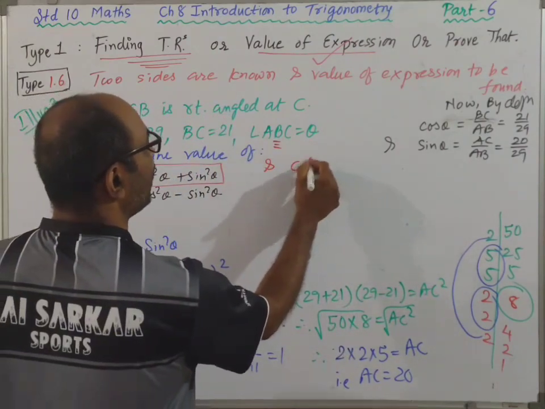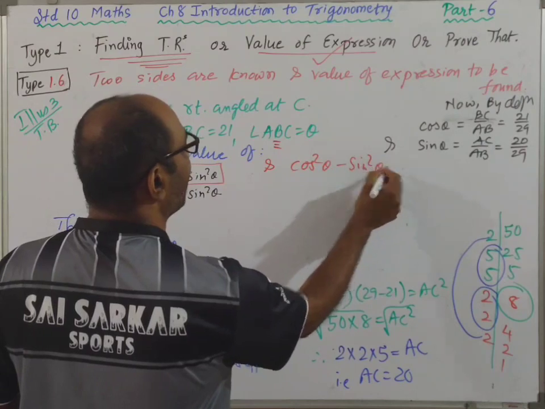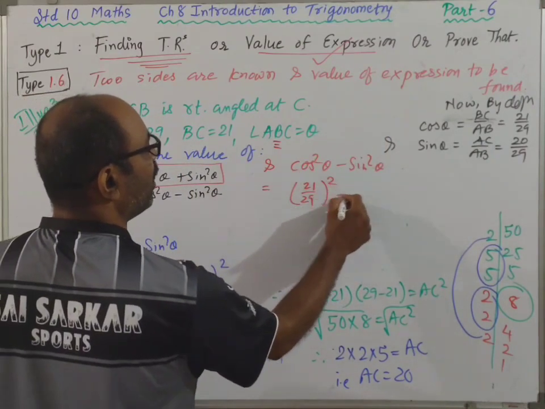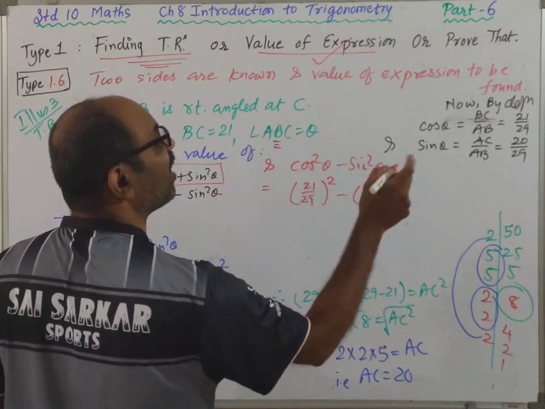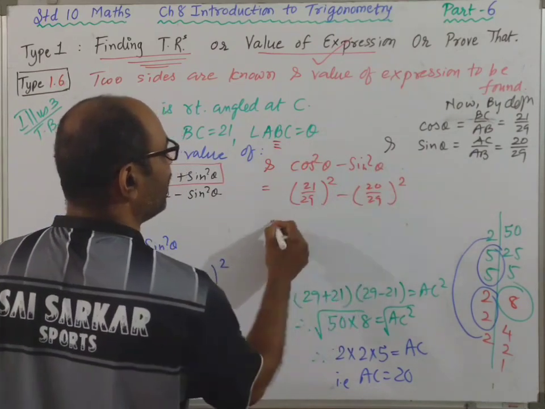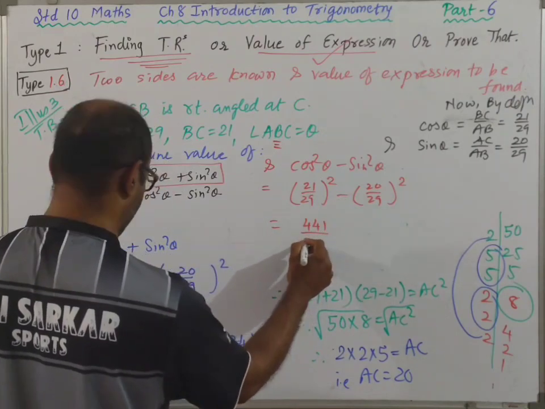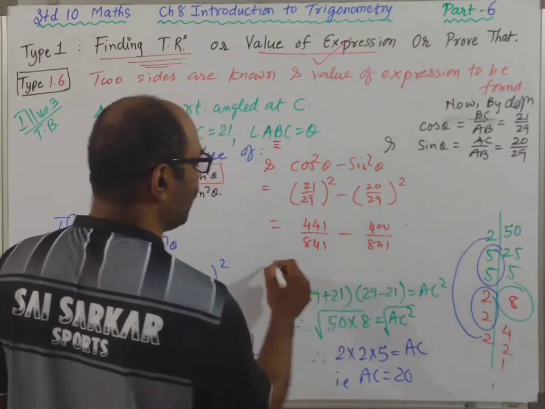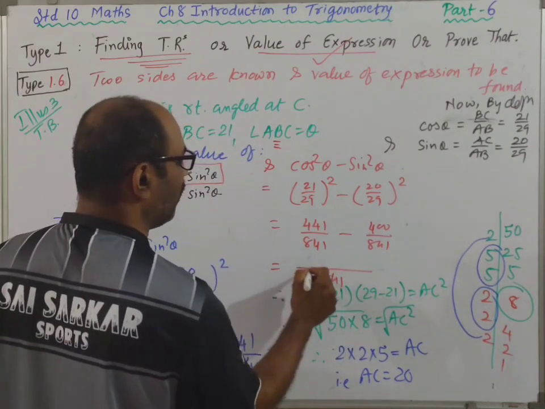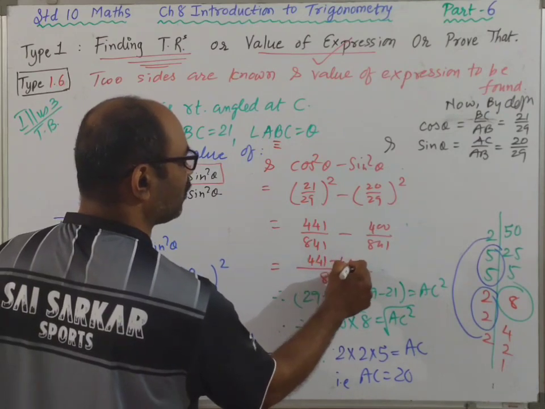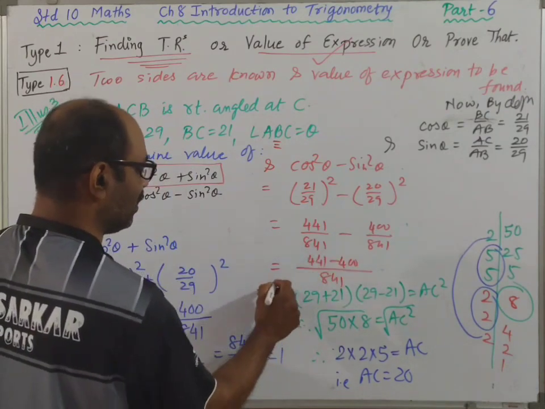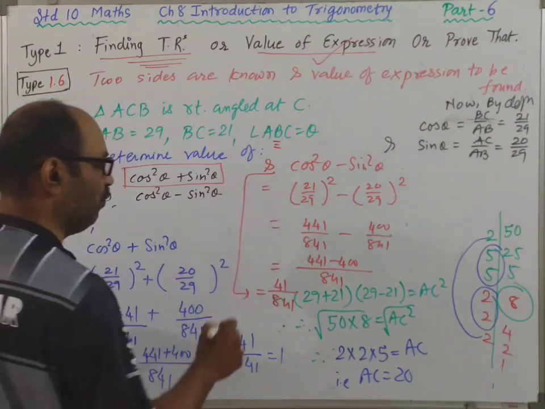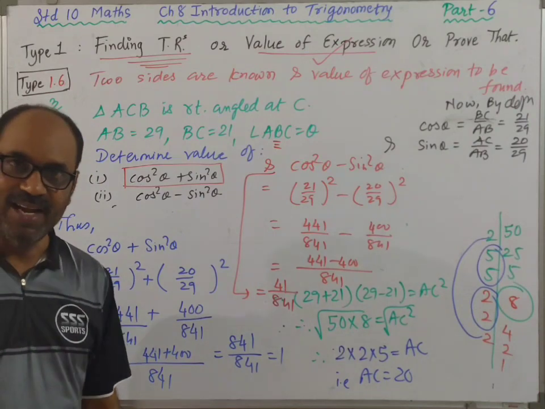And cos square theta minus sin square theta is equal to cos square, 21 upon 29 whole square, minus sin square. So let me put the square value of sin, 20 upon 29. This is 441 upon 841 minus 400 upon 841. Like denominator 841. So this is 441 minus 400. This time it is minus. So 41 upon 841. That is the value of cos square theta minus sin square theta.